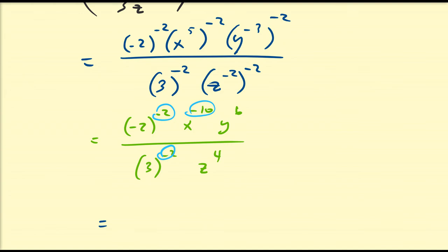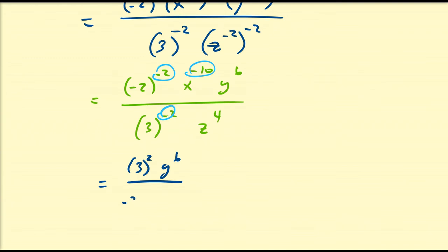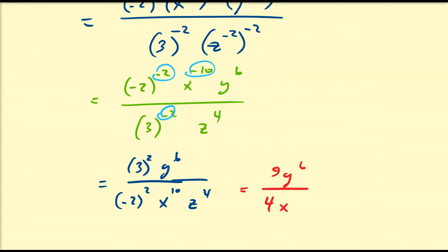So this is going to be equal to 3 to the power of 2, y to the 6th, all over -2 to the power of 2, x to the power of 10, z to the power of 4. 3 squared, as we know, is equal to 9, y to the 6th, all divided by -2 squared, which is 4, x to the 10, z to the 4. And that's my final simplified answer, using positive exponents only.